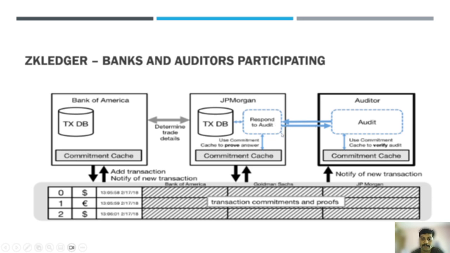Something like, let's say, at a point instance t, what is the number of euros that you have? That can be answered by summing up the column for Goldman Sachs or JP Morgan. For that particular instance, whatever commitments you have stored there will be summed up, because it is additively homomorphic.